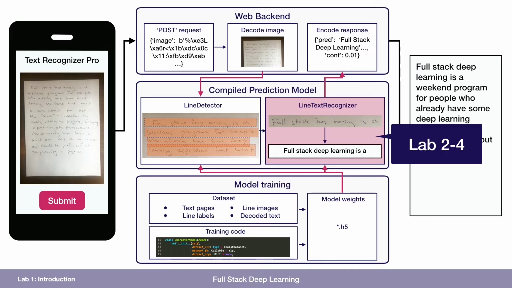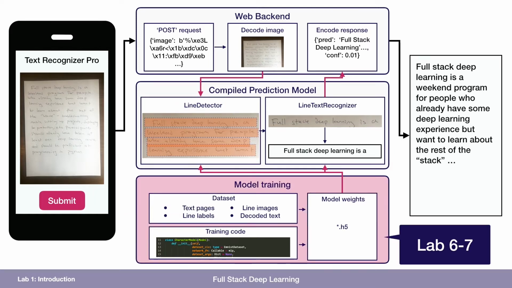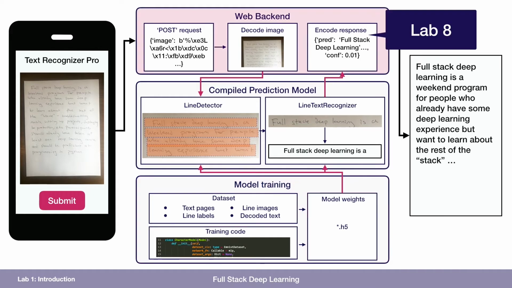Then we'll talk in the next few labs about how we build one of these models, which is the line text recognizer. Then in lab 5, we'll talk about how we do line detection. Labs 6 and 7 will come back to the model training code and talk about things like how we write good tests for machine learning model training. And then finally, in lab 8, we'll talk about the deployment aspect.